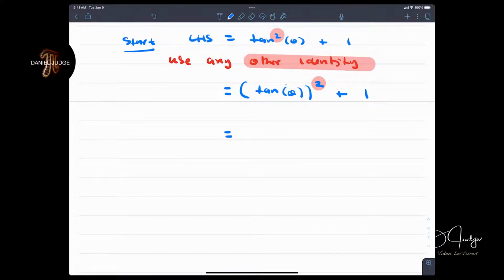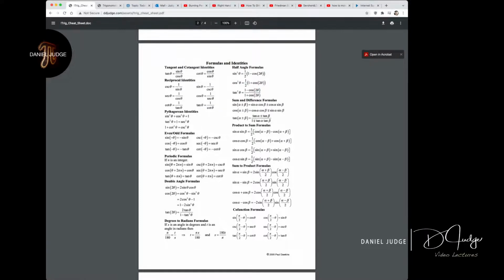Now, this is what I mean by using other identities. You can replace, listen to the word I just said, we can replace tangent theta. Replace tangent theta with what? Does anybody see anything interesting about tangent theta? If you were paying attention when you woke up this morning, what is tangent theta equivalent to? It's in your identity sheet. We can use other identities. What is tangent theta equivalent to? What do you guys think?